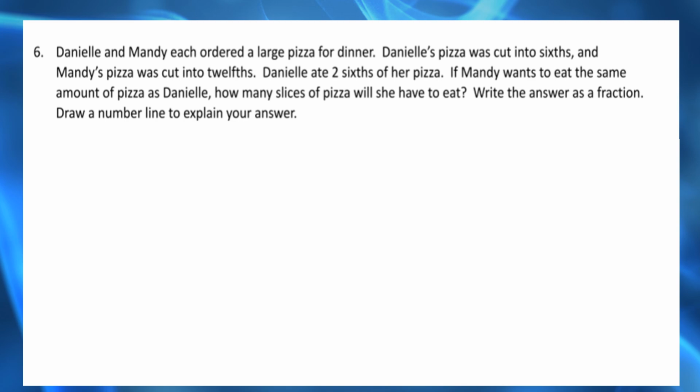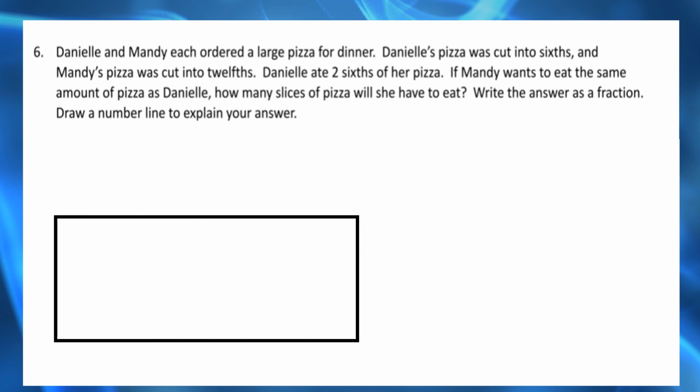Okay. When comparing fractions, I love drawing rectangles because it allows me to line everything up. So let's draw a rectangle and split it in half. The top is going to be for Danielle and the bottom is going to be for Mandy. It says Danielle's pizza was cut into 6ths and Mandy's pizza was cut into 12ths. So let's cut Danielle's pizza into 6. I like making a line straight down the middle to make my parts even. And then let's go ahead and partition the top into 6.